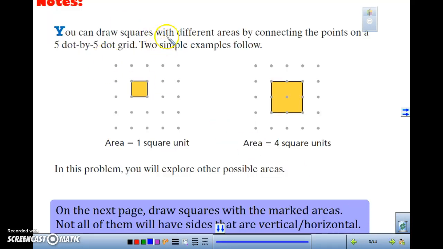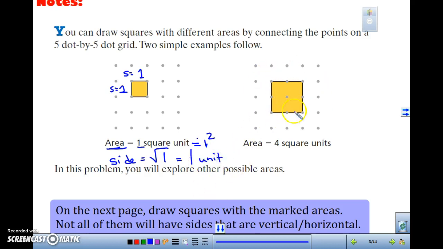Now, it says you can draw a square with different areas by connecting the points on this 5 by 5 dot paper. So if you notice this square has a side length of 1. So we're going to put S equals 1. That's our side. And notice that the area is 1. So the area is 1 because it was 1 squared, and 1 squared equals 1. But if we look at that, I also want you to put down the side of this one is equal to the square root of the area, and the square root of 1 equals 1 unit.